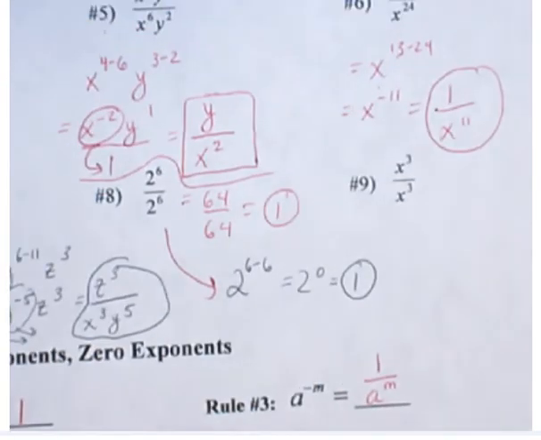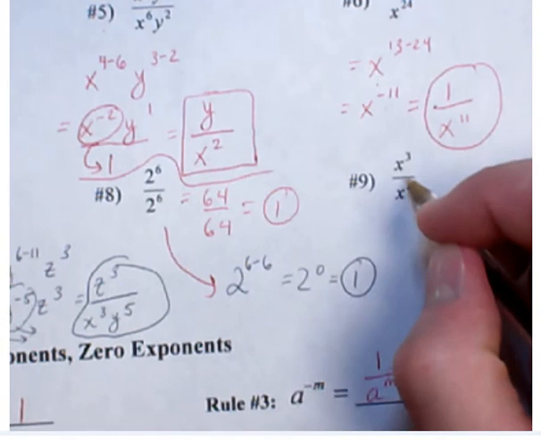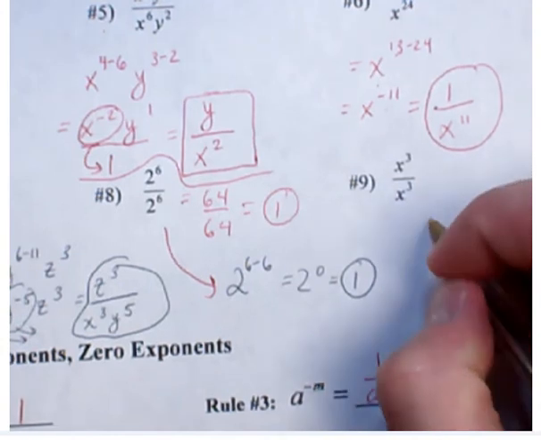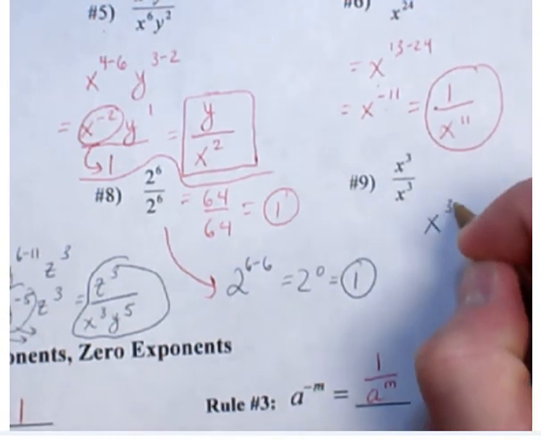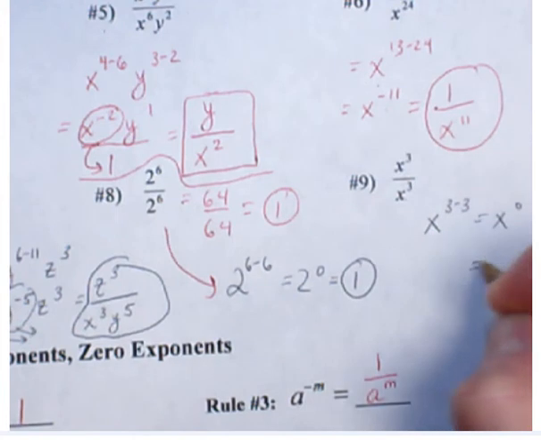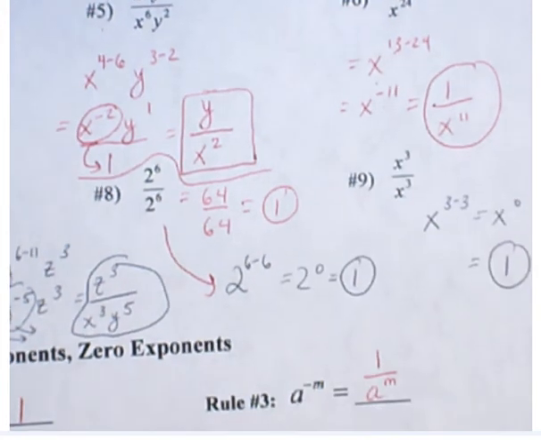So the last one, number 9, same thing. X to the 3rd divided by x to the 3rd. Keep the base, subtract the exponents, you get x to the 0. Anything to the 0 is always equal to 1.